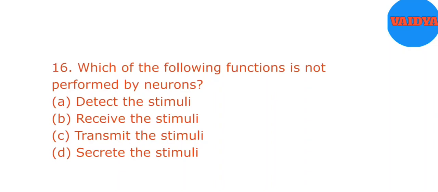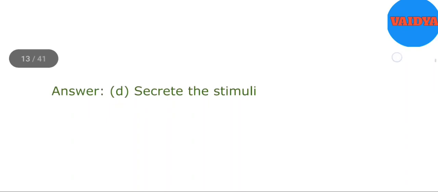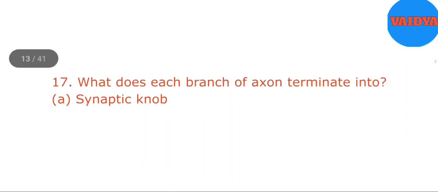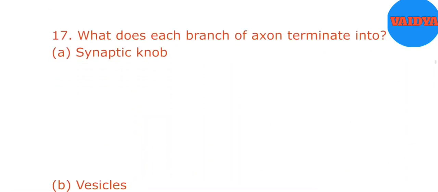16. Which of the following functions is not performed by neurons? A. Detect the stimuli. B. Receive the stimuli. C. Transmit the stimuli. D. Secrete the stimuli. Answer D. Secrete the stimuli.